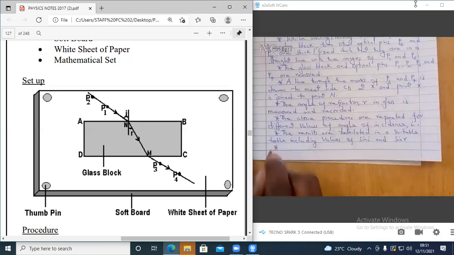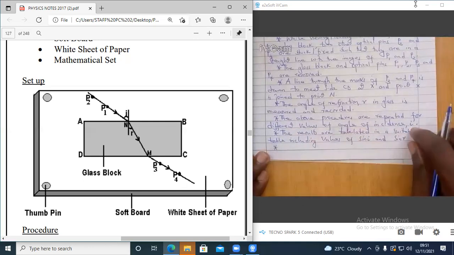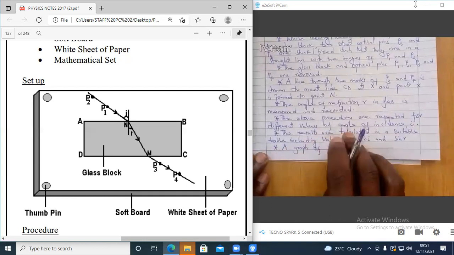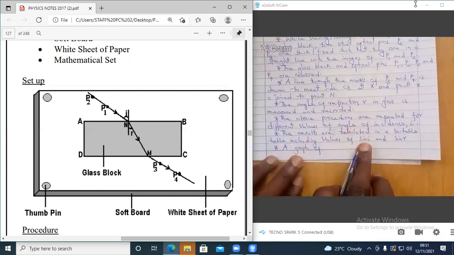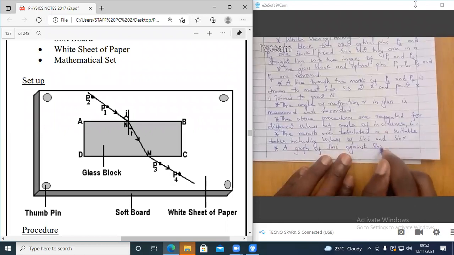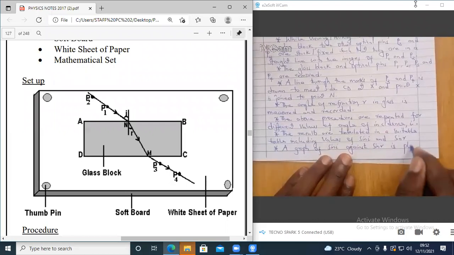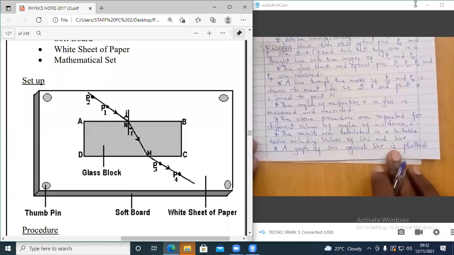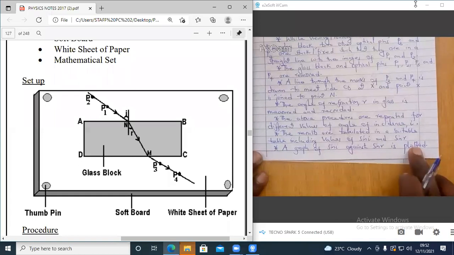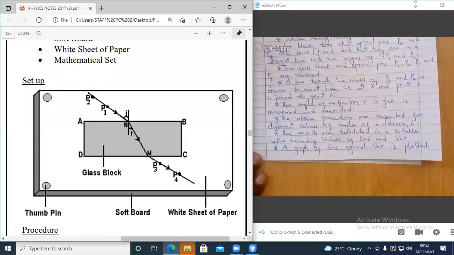Then after that, because the values are many, we have to plot a graph. Since the refractive index is a ratio of sin I to sin R, a graph of sin I against sin R is plotted.